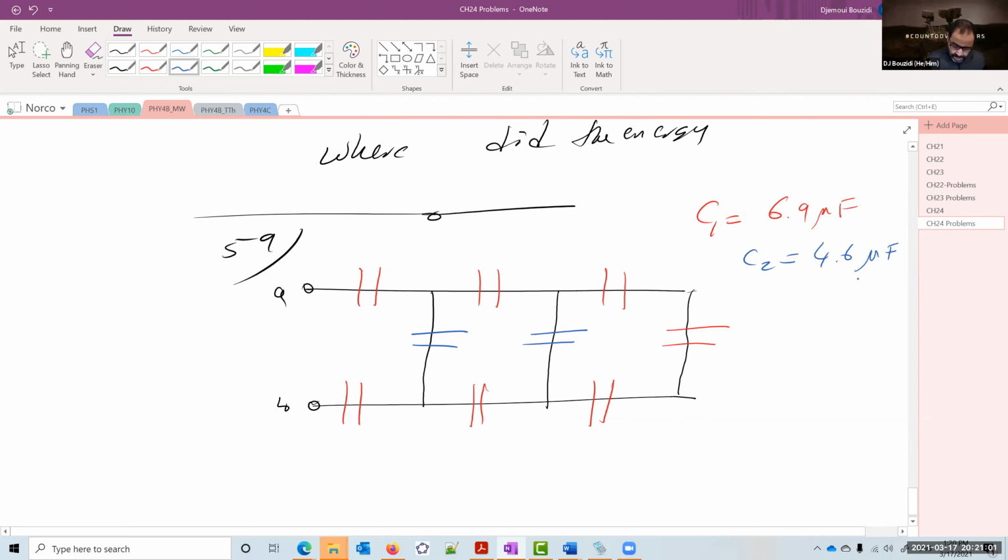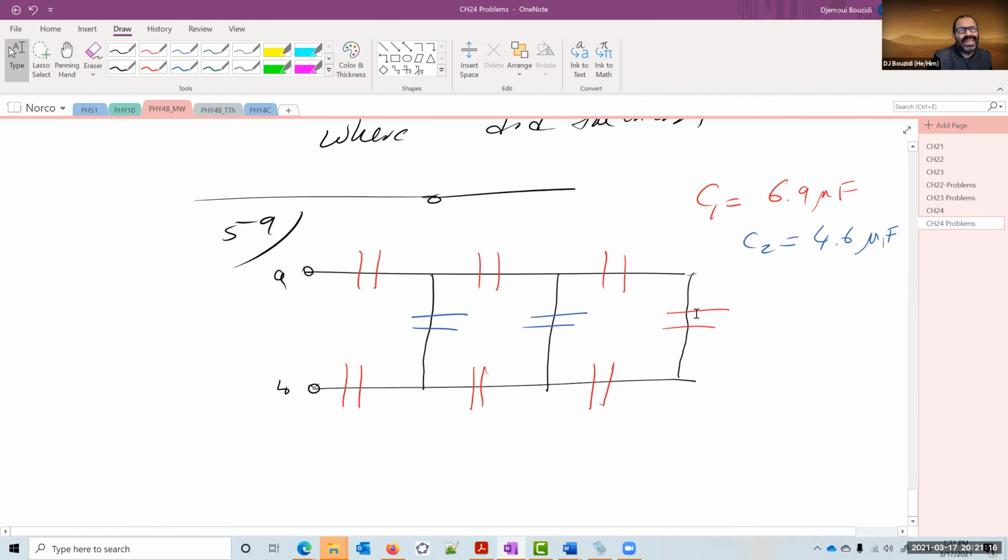Okay. Compute the equivalent capacitance of the network from A to B. The innermost is this one. There are three capacitors that have the same value, C1. Since they are in series, it's going to be 1 over C1 plus 1 over C1 plus 1 over C1, which is 3 over C1.